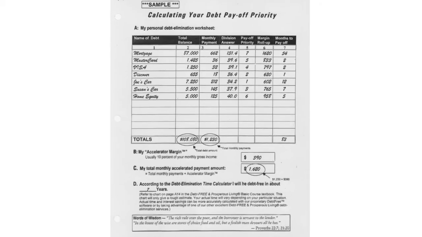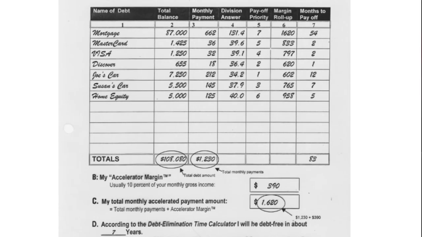This is actually a case study of Joe and Susan Lucky. We call them Lucky because they found out about this system early on in life, and so they can build to that $1.2 million that we talked about. So they're getting out of debt, and we want to look up there at their priority number 1, which is Joe's car. It's the 5th one down.